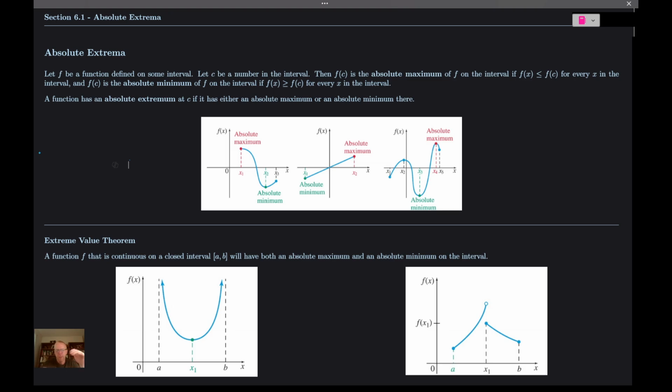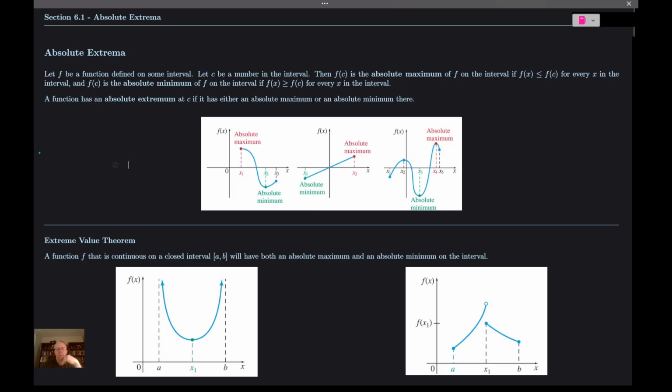It is either the absolute max or the absolute minimum, as opposed to the relative, where the relative is just looking in a particular neighborhood. That particular value is the maximum in that neighborhood.